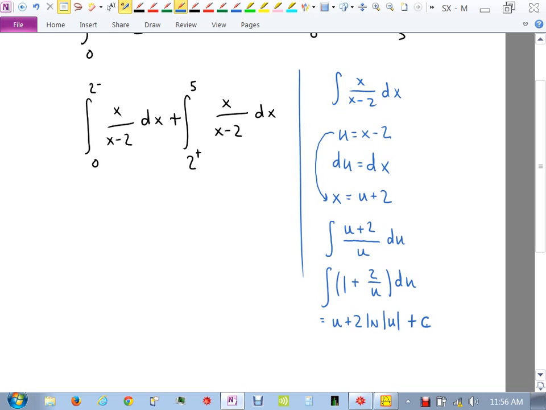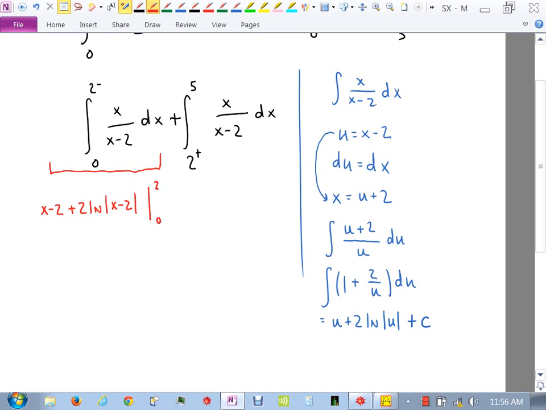So let's come back over here now. Let's plug everything in. This integral should be u, which was x minus 2, plus 2 natural log of x minus 2, evaluated from where to where?